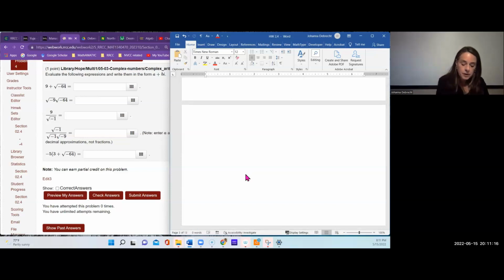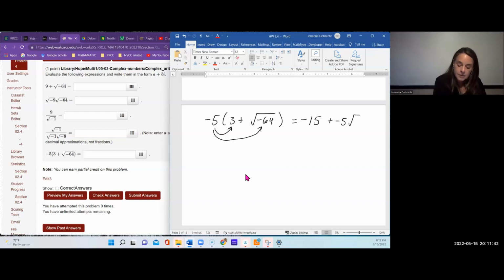This last one has parentheses and some distribution. It works basically the same as it's been working. The rules in mathematics don't change because the type of number changes. We have -5 times 3 and -5 times the square root of -64. The first thing I do is -5 times 3, which gives me -15. Then I have a -5 times the square root of -64. Notice the negatives do not become a positive because 1 is under a radical. That means it's I, not a negative.